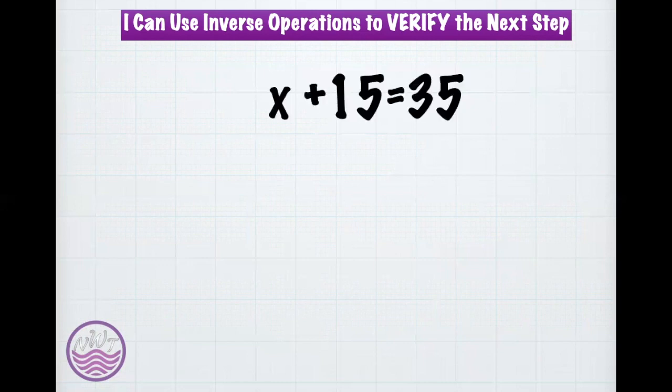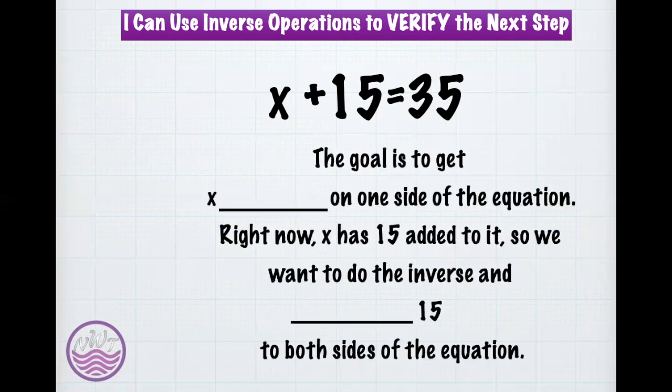So let's try something simple: x + 15 = 35. And here is a simple sentence frame that we're going to try to fill in the blanks. The goal is to get x blank on one side of the equation. Right now, x has 15 added to it. So we want to do the inverse and blank 15 to both sides of the equation. That's why vocabulary is so important, because we need to understand what it's asking.